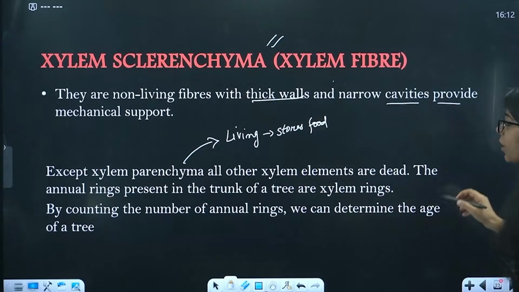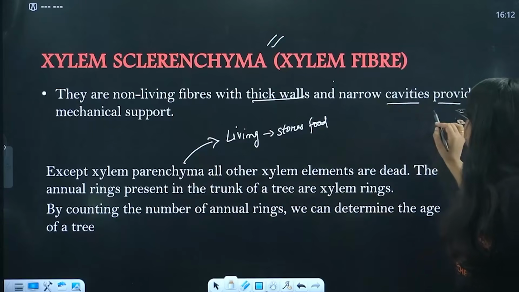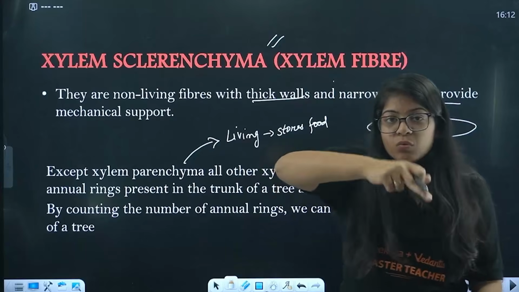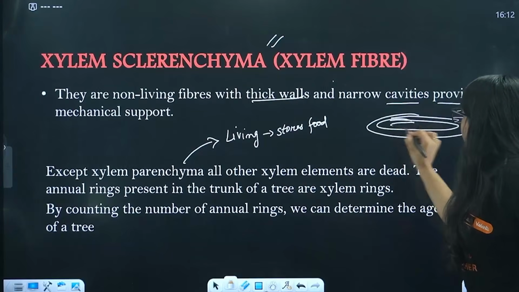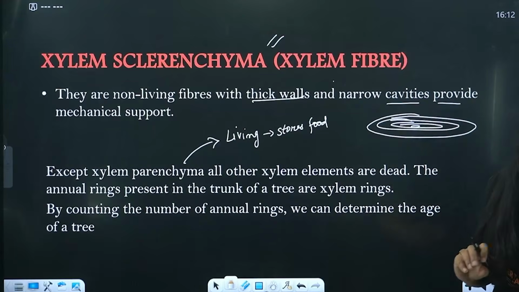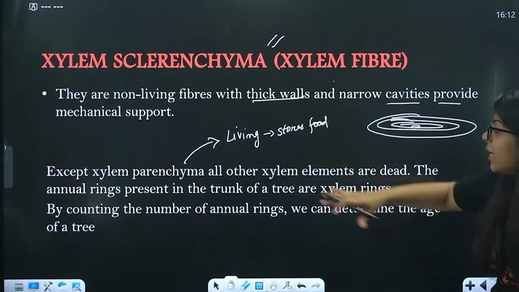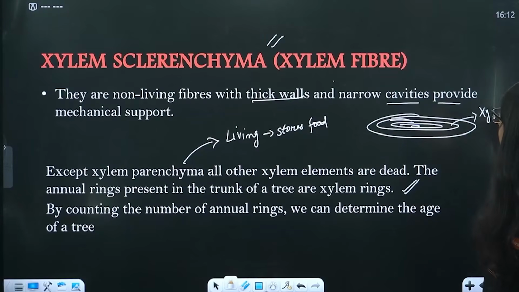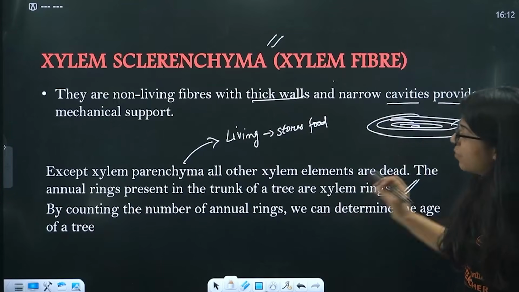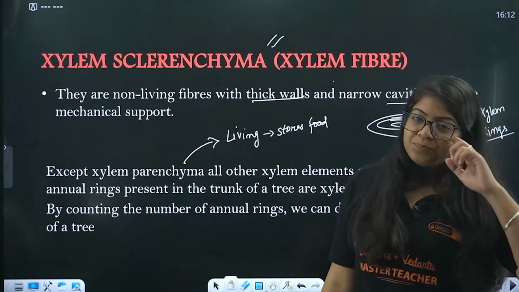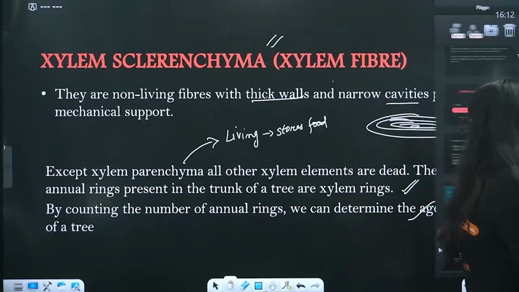Done? Now, the annual rings present in the trunk. You have seen when a tree is cut, you can see some round things. These are annual rings. By counting these, you can tell the age of the tree. The annual rings present in the trunk of a tree are called xylem rings, and by counting the number of these rings, we can determine the age of a tree. Done? This is where the xylem part is done.